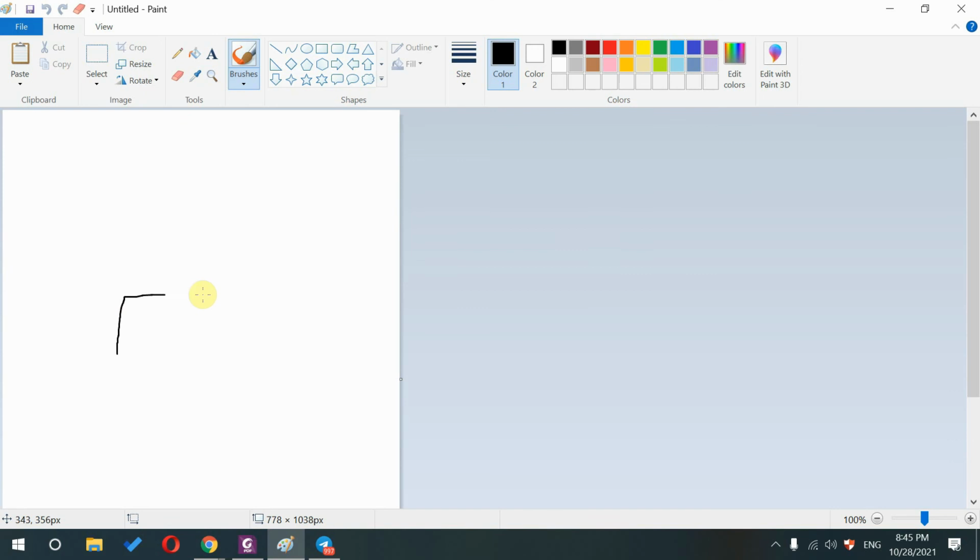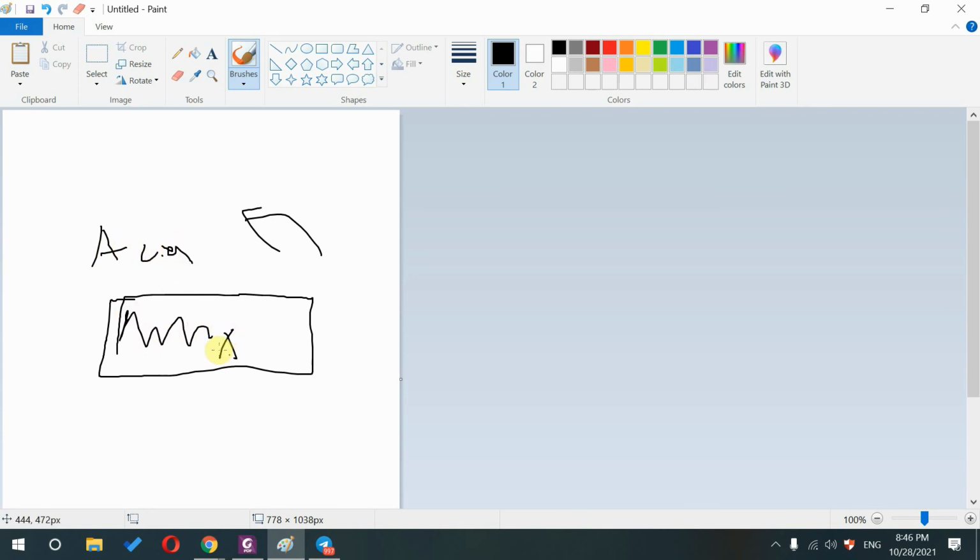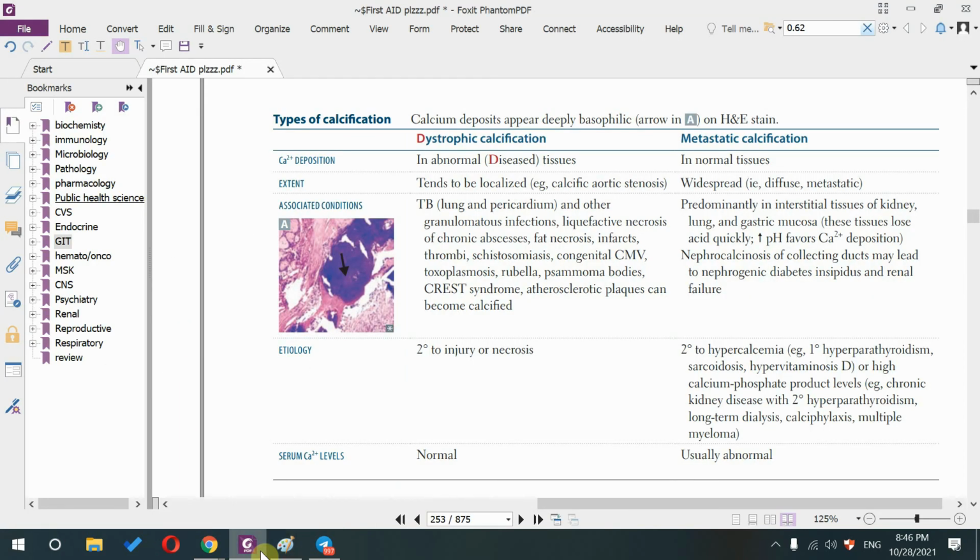If you look at the mucosa of our stomach, something like this, here we have a lot of acid, but our stomach is not stupid. It makes the internal mucosa really, really highly alkaline. Why does it do this? Because it wants to neutralize the acid so it will not penetrate, you know? So regardless of the fact that the lumen is ridiculously acidic with a pH of 2 to 3, the mucosa itself is quite alkaline, so as not to be destroyed by the acid. Okay, so that's the gastric mucosa. These tissues lose acid quickly, so there is increased pH that favors calcium deposition.